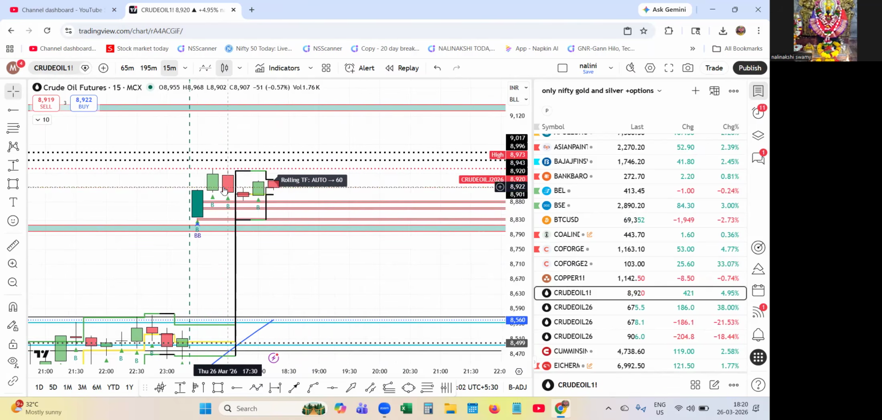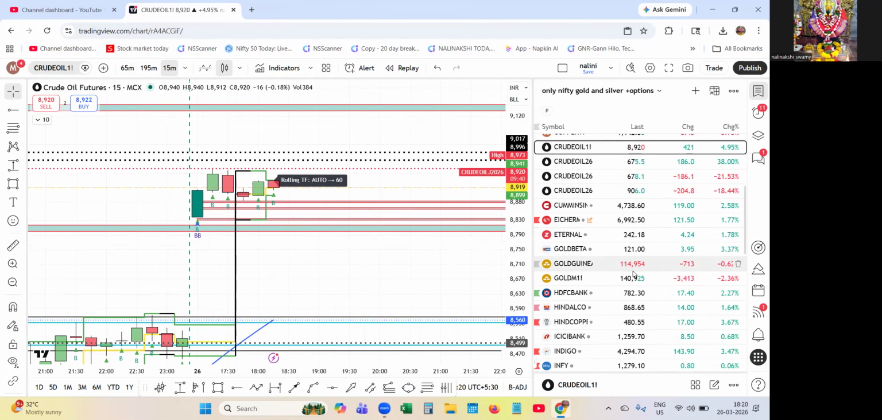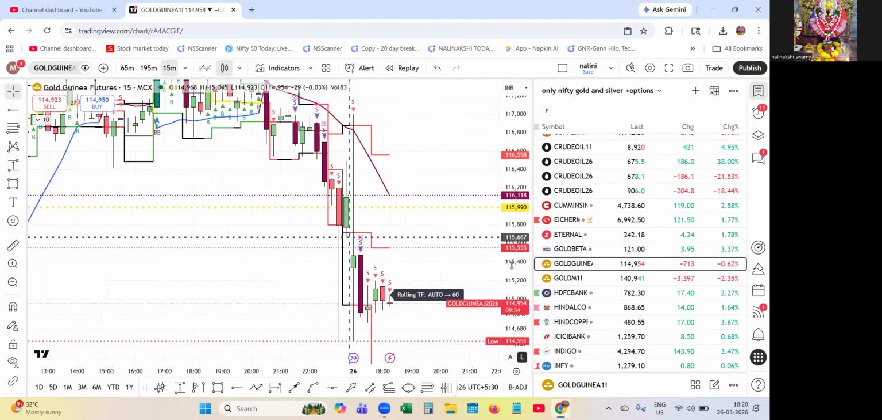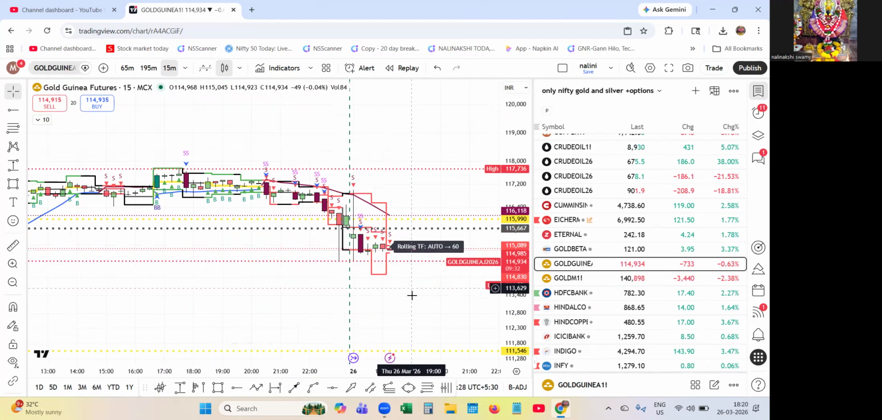You can make out the candles are alternating between red and green, so it is a range. We need to see the range and have patience to take the trade. You're not going to randomly enter into the trade. If you go to gold also, it is weak and going down. Gold is also down. Now it is trading here.